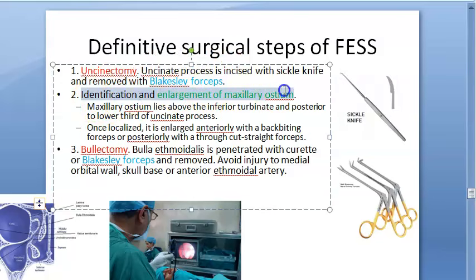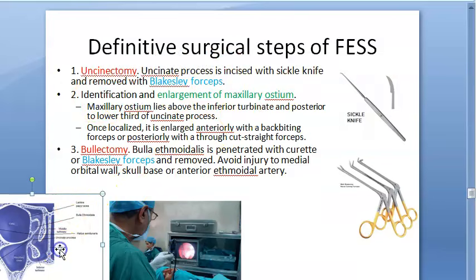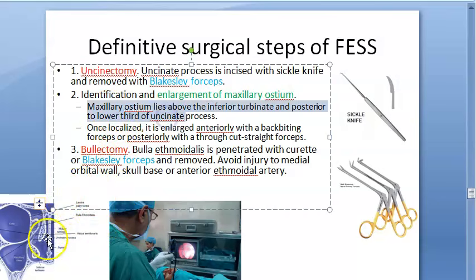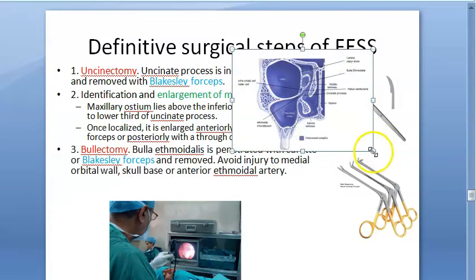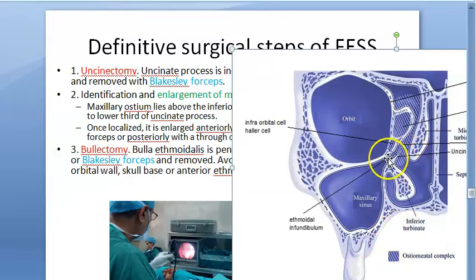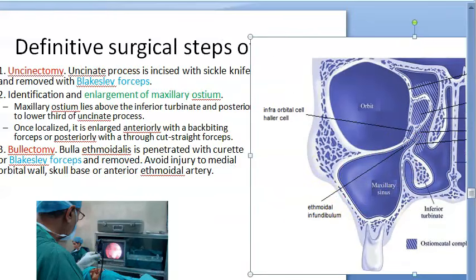Then they are identifying this maxillary ostium and enlarging it. How will you identify it? The maxillary ostium lies above the inferior turbinate and posterior to the lower third of the uncinate process. So see that here. Maxillary ostium lies above what? Above the inferior turbinate. Yes. And it is posterior to the lower third of the uncinate process.